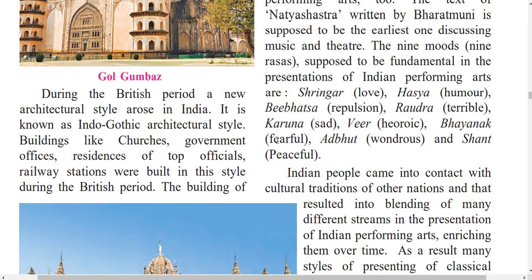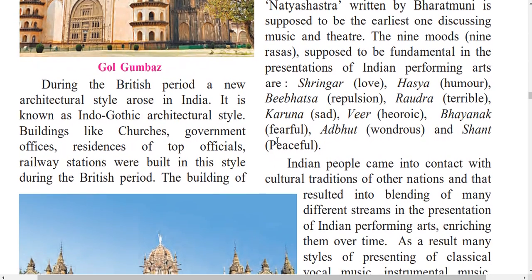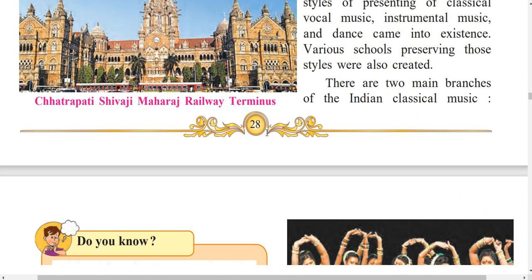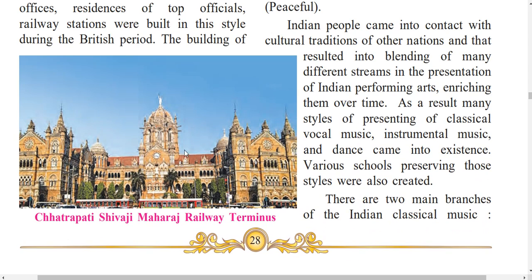During the British period, a new architectural style arose in India. It is known as the Indo-Gothic architectural style. Buildings like churches, government offices, residences of top officials, and railway stations were built in this style. This is the picture of Chhatrapati Shivaji Maharaj Railway Terminus, Mumbai. In short, it is called CST, Mumbai.